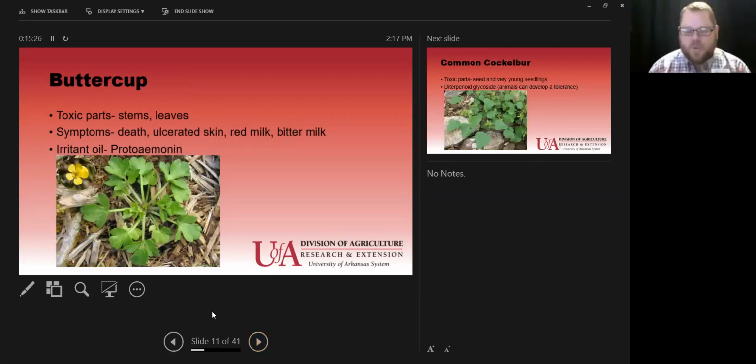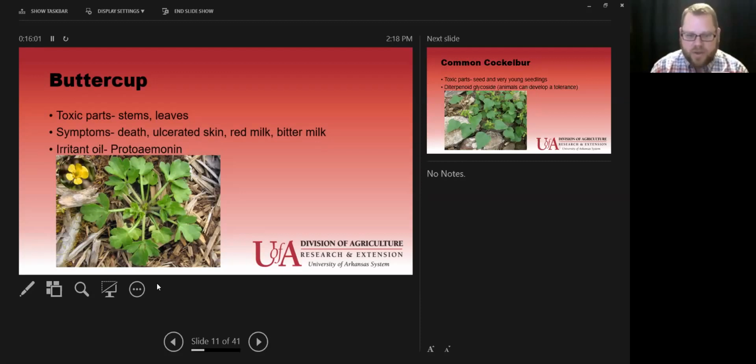Buttercup is well known in southwest Arkansas. It's in pastures all over the place. Buttercup is a cool season weed, so here in January, we need to be working on controlling buttercup. It's easily controlled with a 2,4-D product. The toxic parts are the stems and the leaves. We also have toxicity in the blooms. I didn't list that, but the pollen that a buttercup produces can cause some respiration problems.